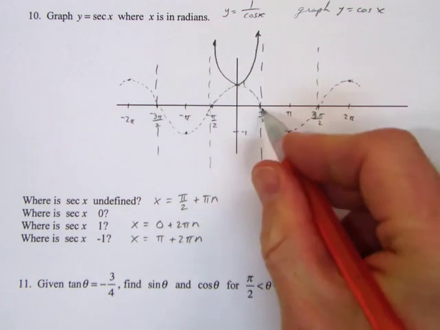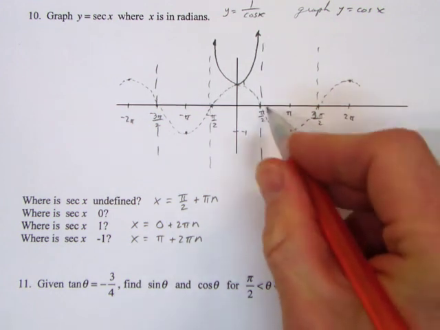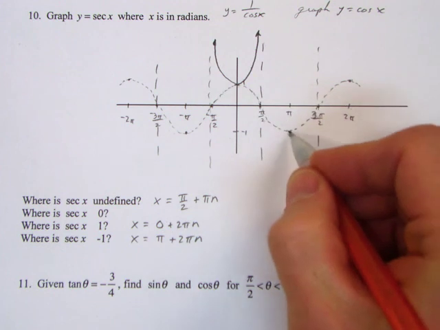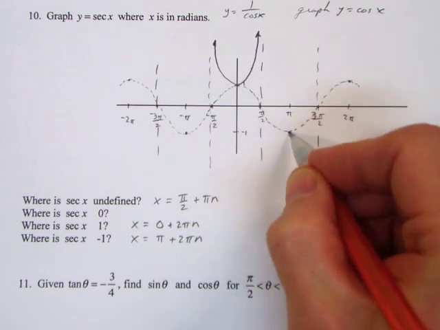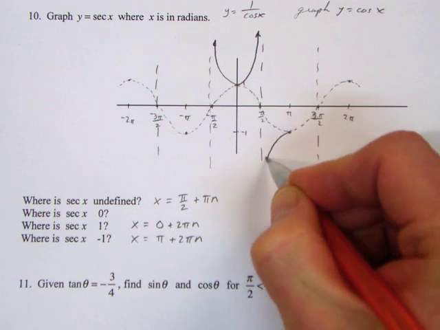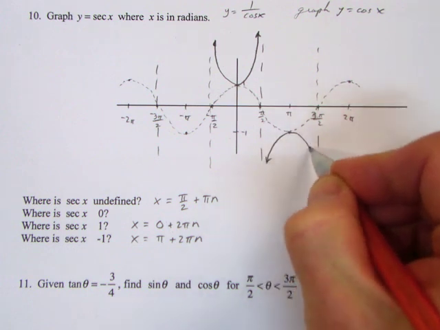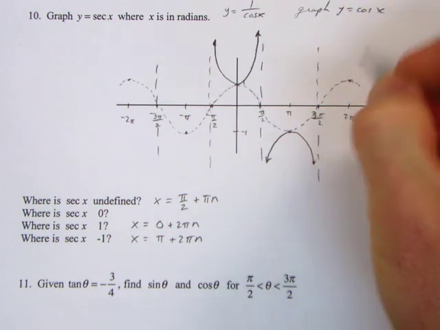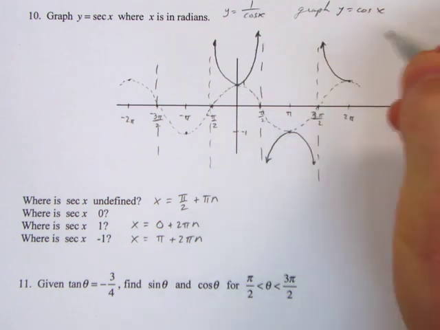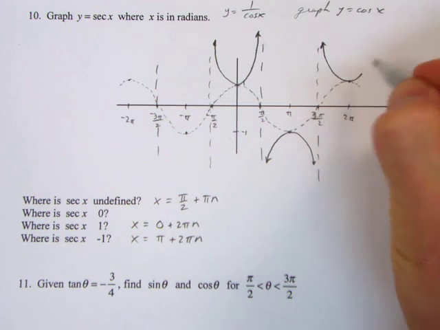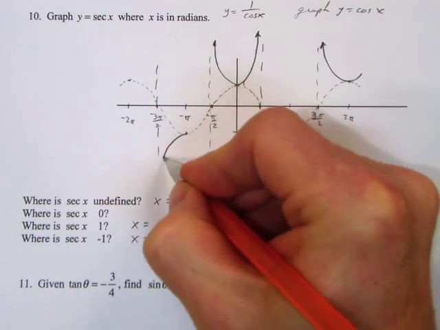Similarly, between pi over 2 and 3 pi over 2, what's the difference? These are all negatives. So if we have negative 1/2, the reciprocal will be negative 2. So they're getting smaller. And once we have this basic shape, all these sections will look basically alike.